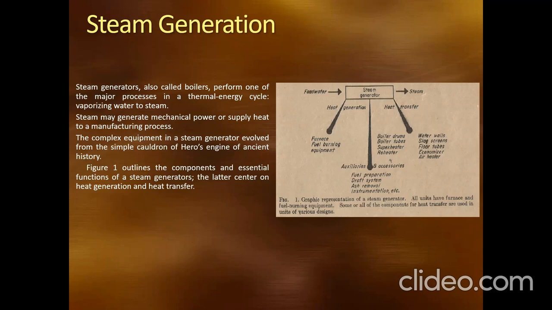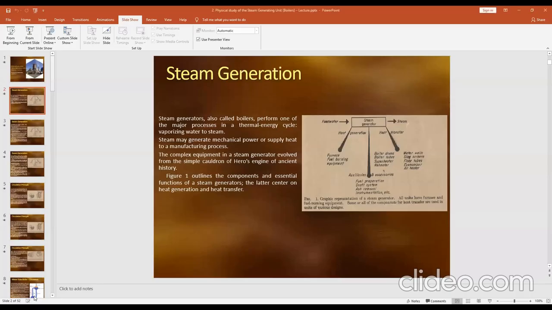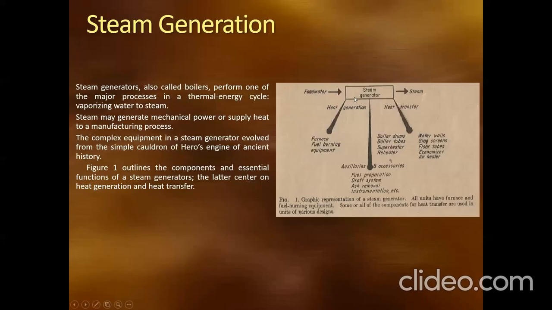Mga accessories, meron fuel preparation, draft system, yung stacks, ash removal, instrumentation, etc. Then sa furnace type, then boiler drums. Boiler drums, sa loob ng steam generator yan. Boiler tubes, superheater, reheater. Then water walls, slag screen, floor tubes, economizer, air heaters. So ang tawag dyan is yung steam generator. Okay? Ito yung heat generator, ito yung may apoy. So napapod na siya ng heat. Heat transfer, ito yung mga may tubes. Okay?